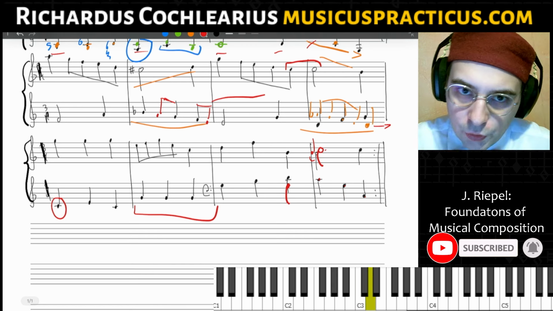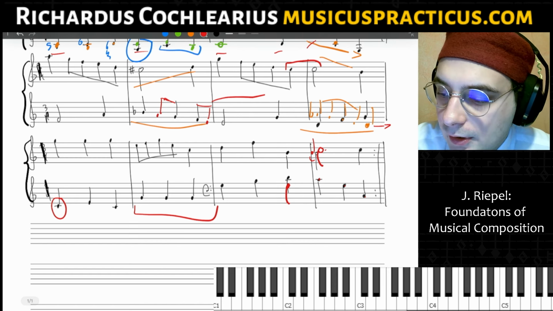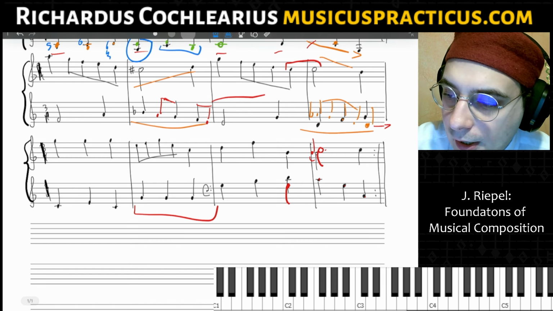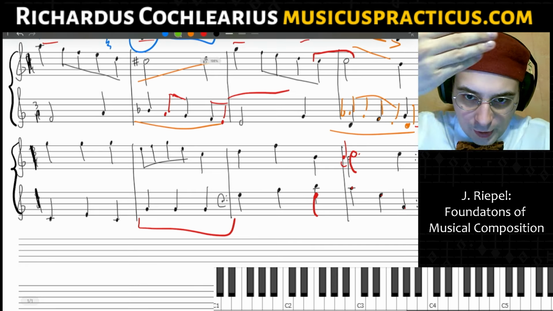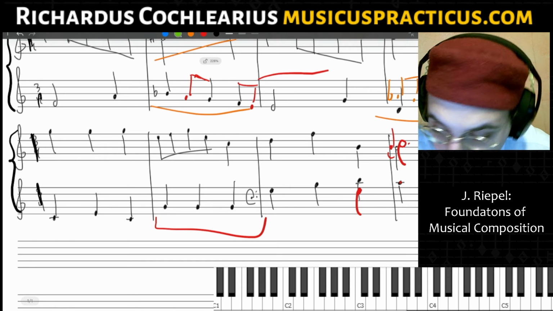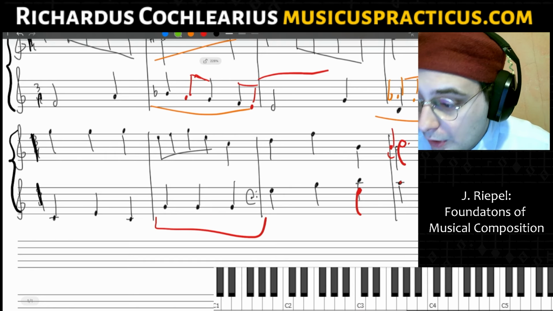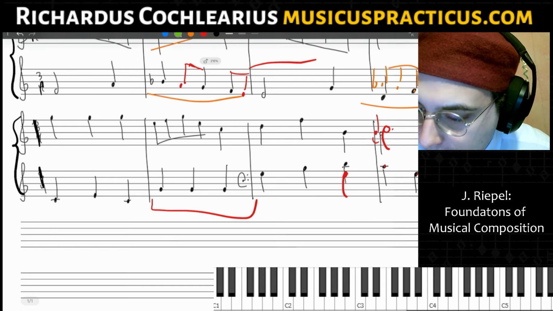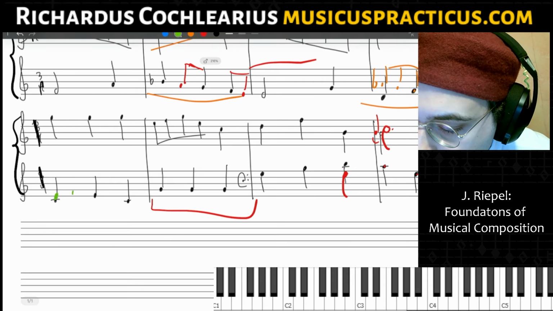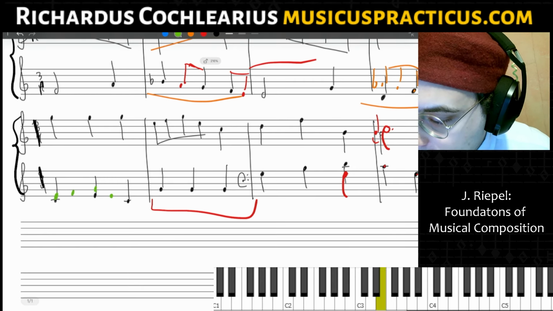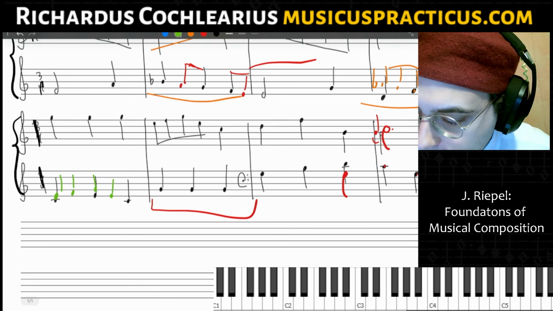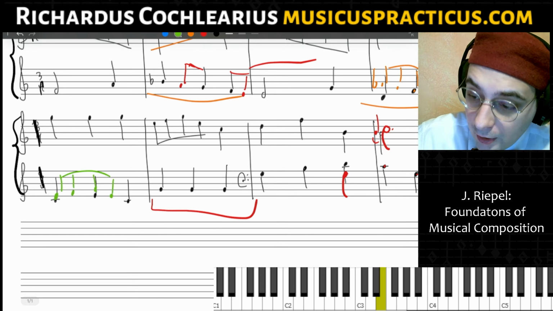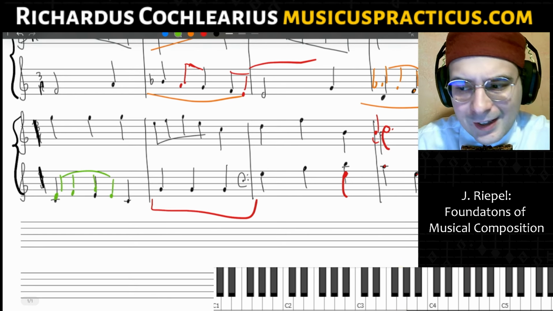Instead of C, use the other note, E, which is a stepwise note, and you can do an imitation, a crossing imitation. So mi, fa, sol, mi, do, sol, sol, mi, fa, that way. So mi, fa, sol, mi, do, mi, fa, sol, mi, do.